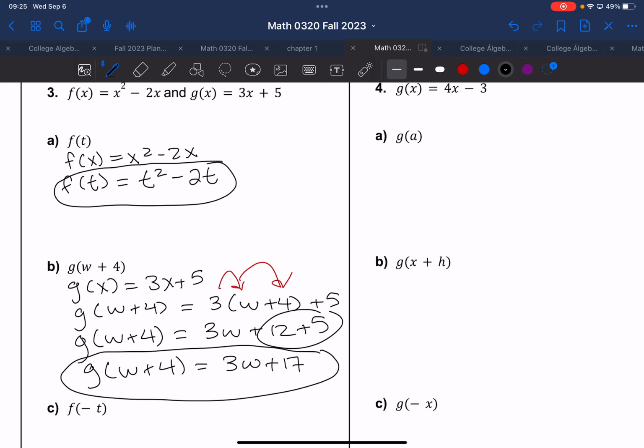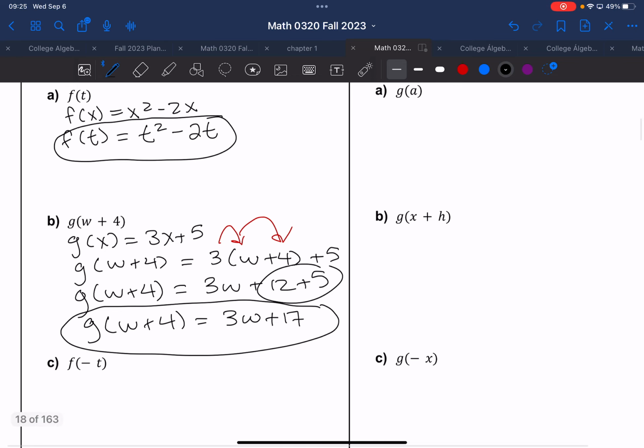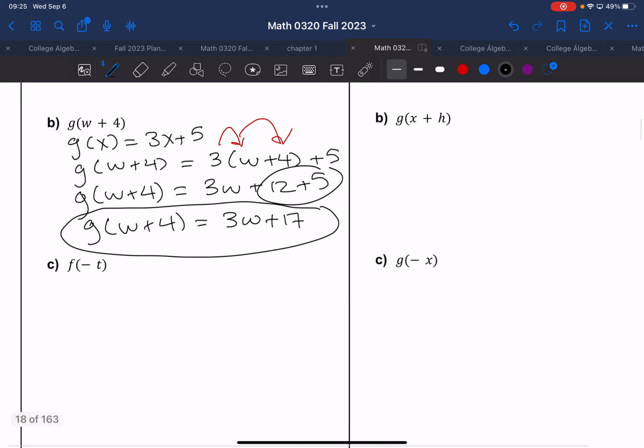Could we turn A and B into coordinate points, into ordered pairs? So we could, it just wouldn't look like a pretty ordered pair, right? It would look like for A, t comma t squared minus 2t. Okay, that doesn't help us with graphing because we don't know the values of t. Same with B. We could put that into an ordered pair of w plus 4 comma 3w plus 17, but it would not help us with graphing anything because we don't know the values of w. Okay, so it's possible, but it does nothing for us, so we're not going to do it.